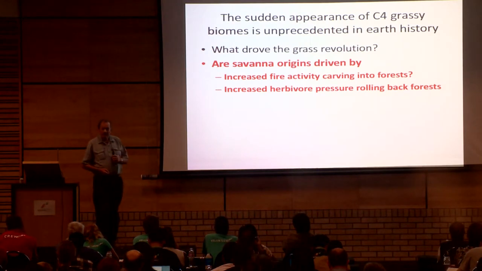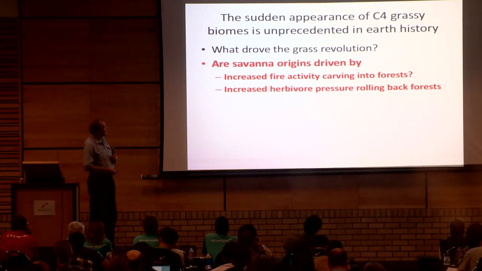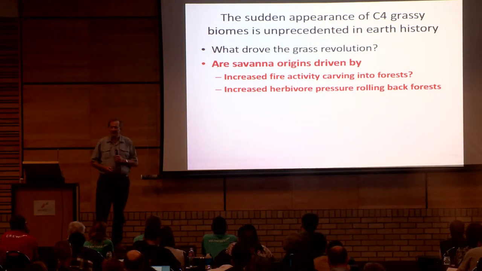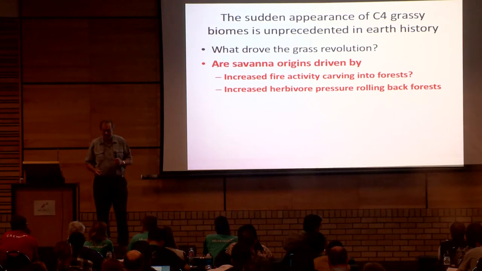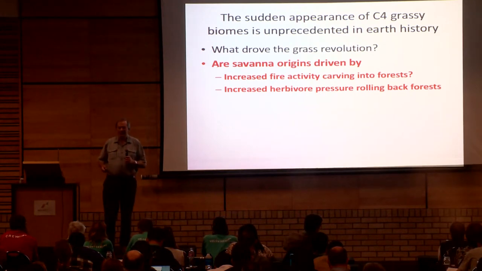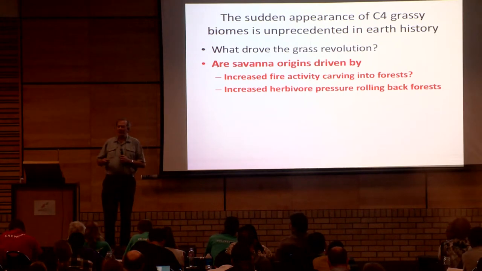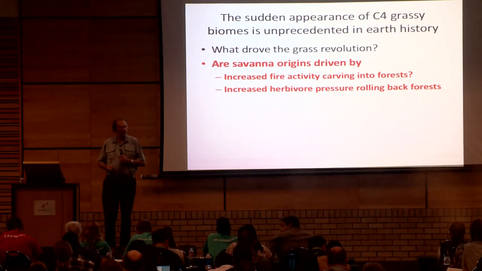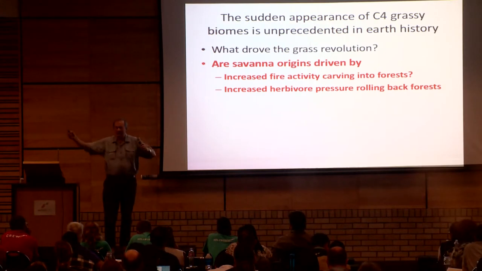So Serling, who first pulled all the evidence together, said, look, this appearance of C4 grassy biomes is unprecedented in Earth history. It's unique. There's nothing like it. There's nothing as abrupt and as widespread. Something like 20% of the Earth's vegetated land surface is covered with savannas, and they didn't exist before 8 million years ago. Bam, suddenly the whole world gets covered with them.